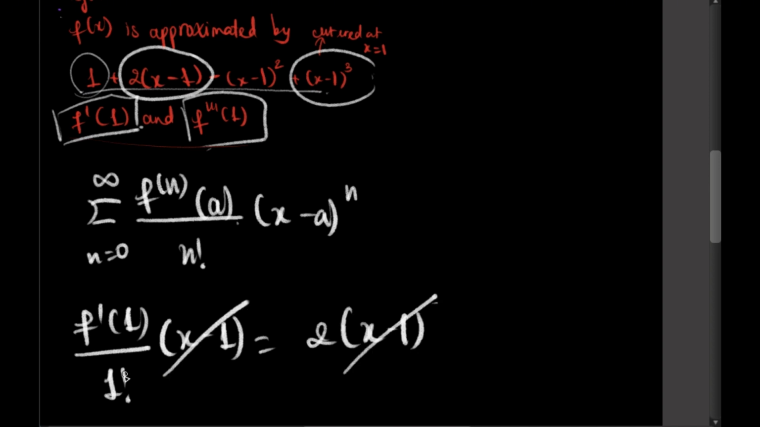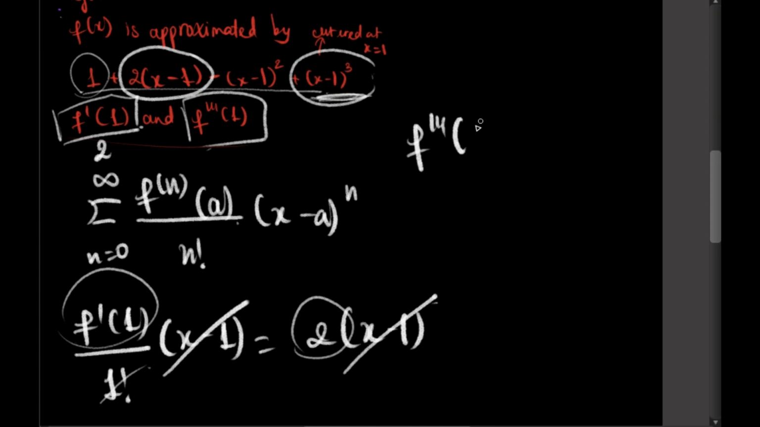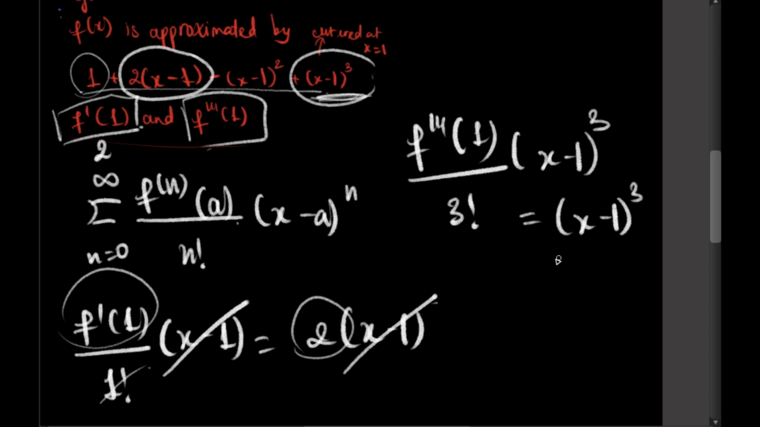And now we're going to, well, it's pretty clear, right? And now we can find that f prime of 1 is definitely 2. So this value is 2. And we're going to basically do the same thing with this value as well. And here we're going to have the third order derivative of 1 over the factor of 3, which is going to be (x minus 1) to the power of 3. And it's going to be equal to this, right?